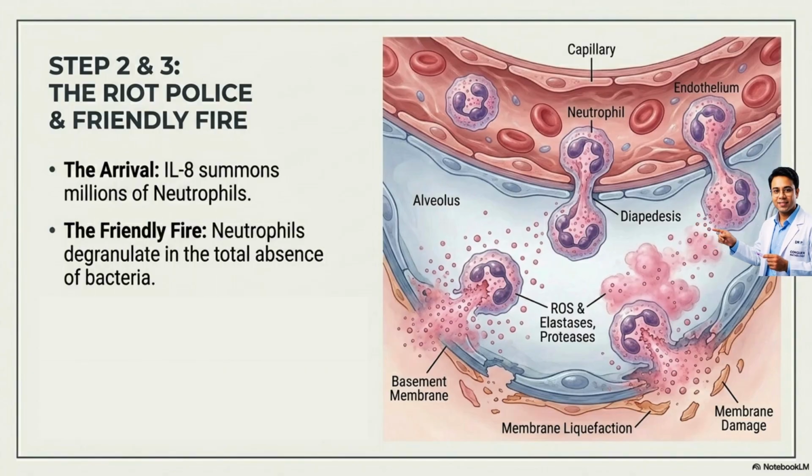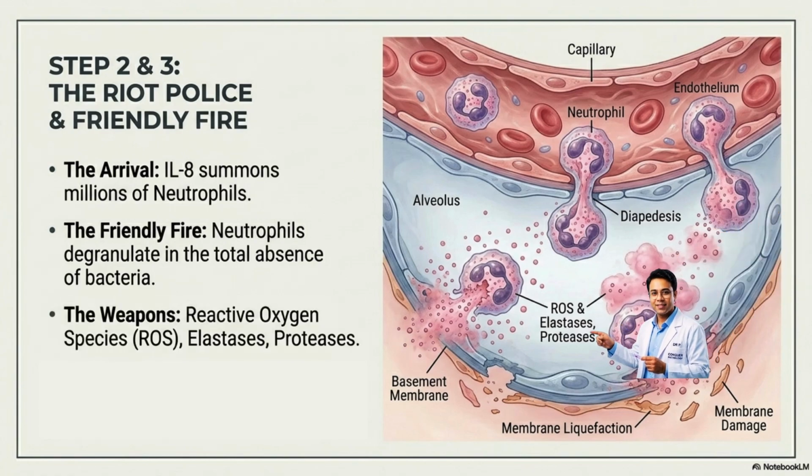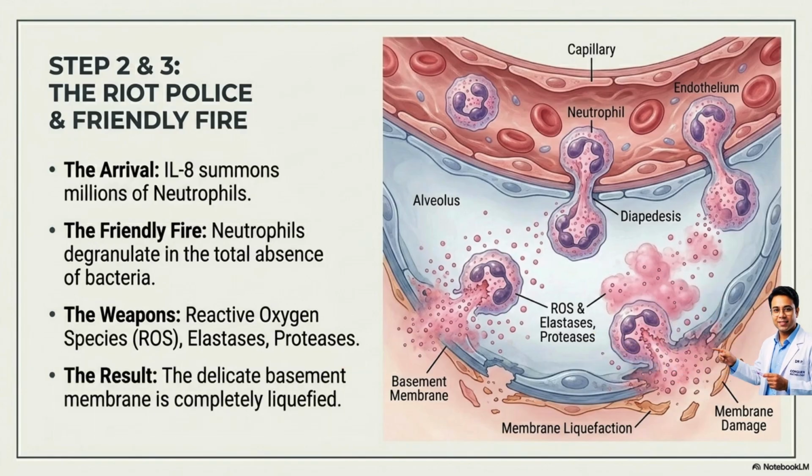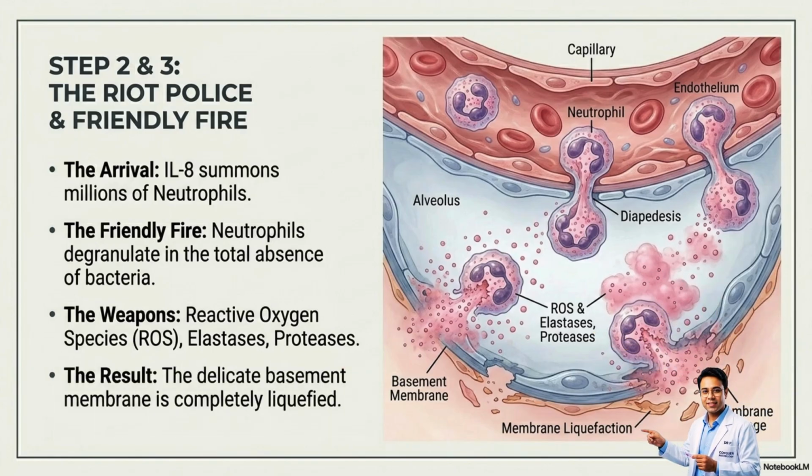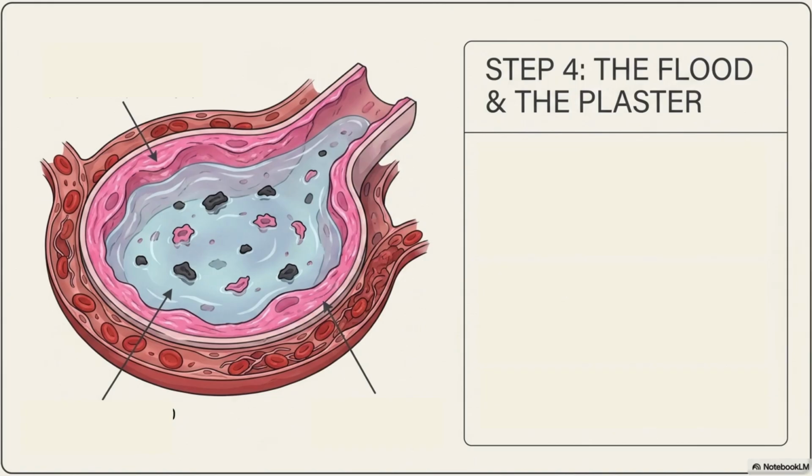These neutrophils degranulate in the total absence of bacteria. They recklessly unleash their weapons, reactive oxygen species, elastases and proteases. The result is catastrophic membrane damage. The delicate basement membrane is completely liquefied. Now the barrier is broken, leading to step 4, the flood and the plaster.